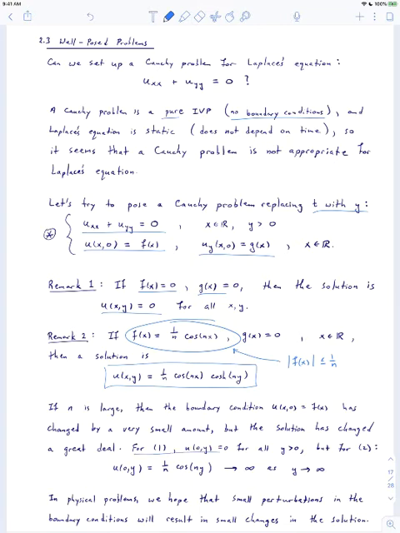For remark 1, we have that the solution is always 0 for all y. But for remark 2, we have that u at 0 comma y, this is when x is equal to 0. If we just let x be equal to 0, then we have cosine of 0, which is 1. So that just leaves us with 1 over n times the hyperbolic cosine of ny. Let me just rewrite that.